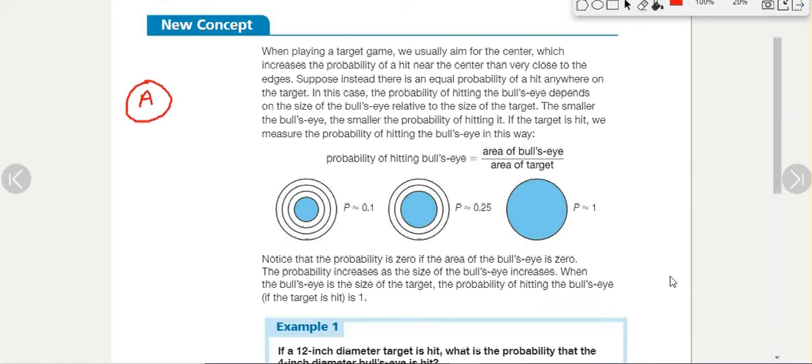Is found, we need to know diameter or radius, because diameter gives you radius. You take that half a diameter and you square it, multiply it by pi. Okay, don't forget that.